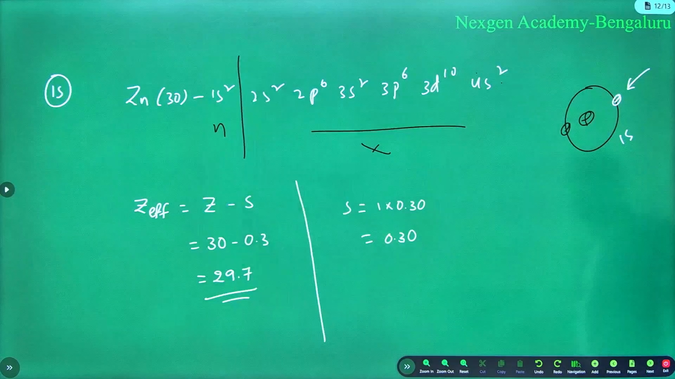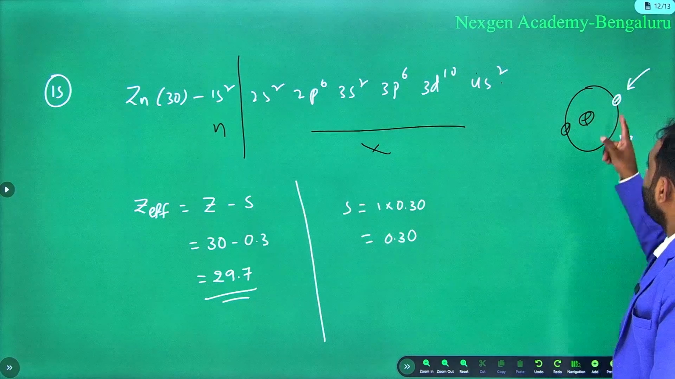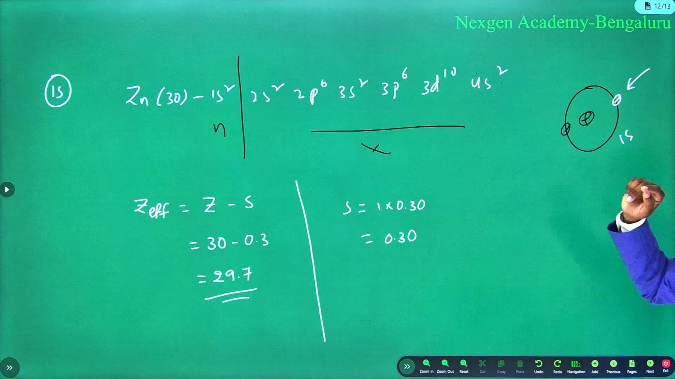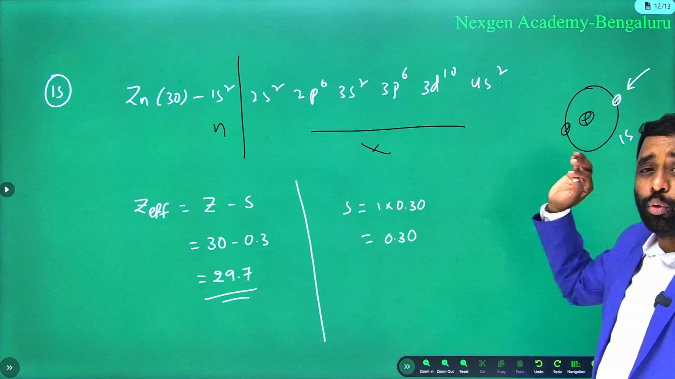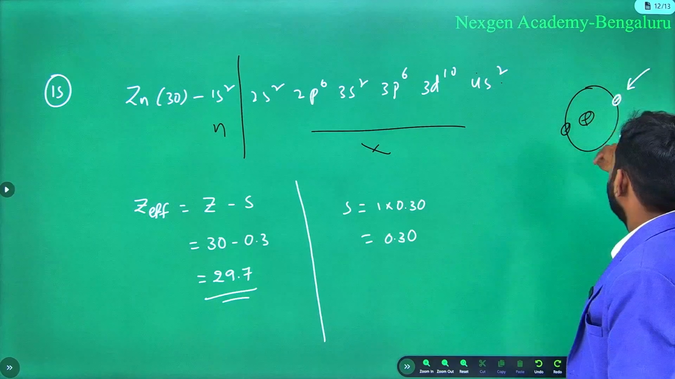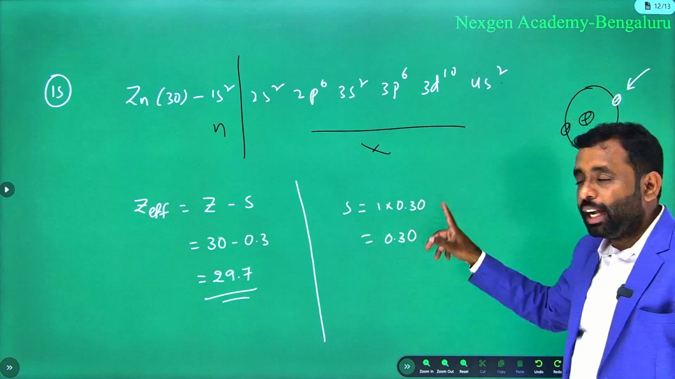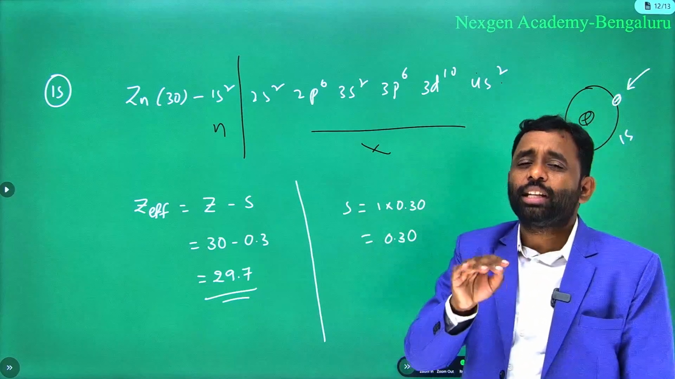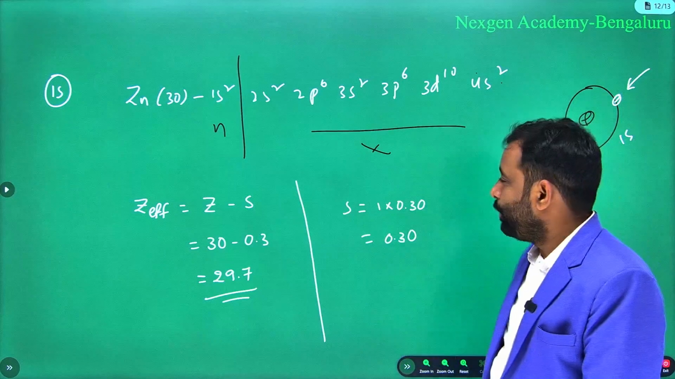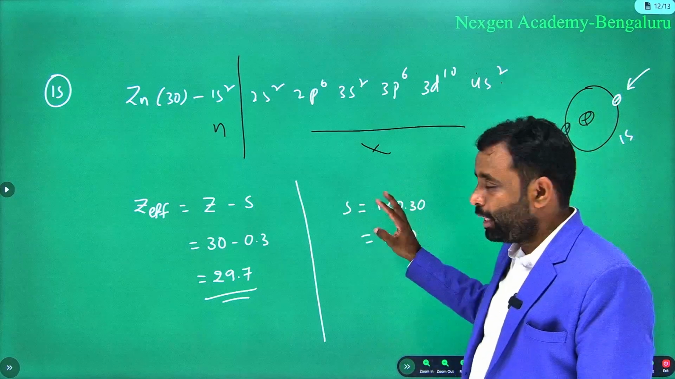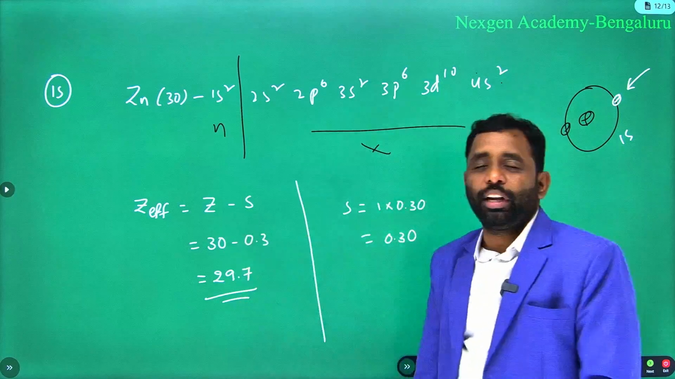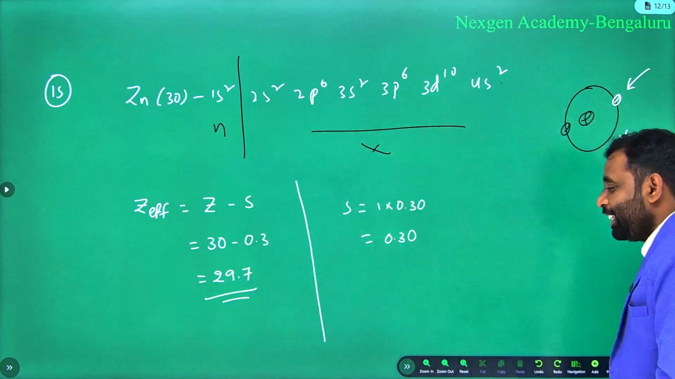These are the values. This is the 1s electron, and this is important. Generally the screening constant for same-shell electrons is 0.35, but for a 1s electron the screening constant value is 0.3. You remember that for any element, not only zinc. So 1 into 0.3, and 30 minus 0.3 gives 29.7. Is this clear, my dear?